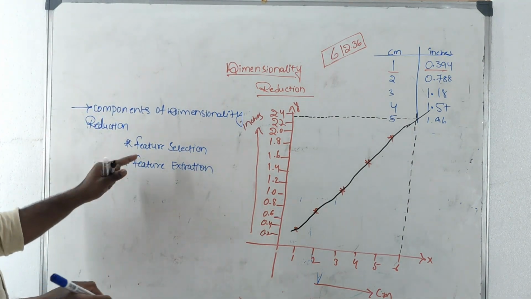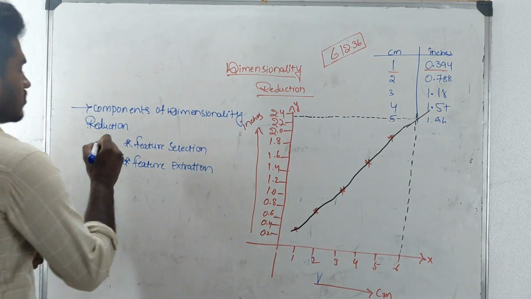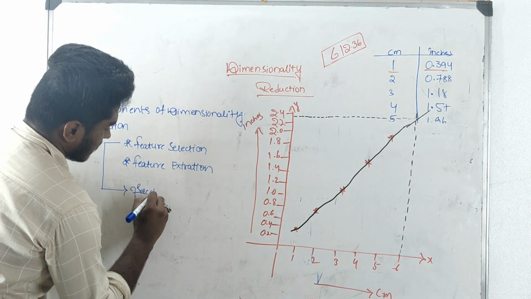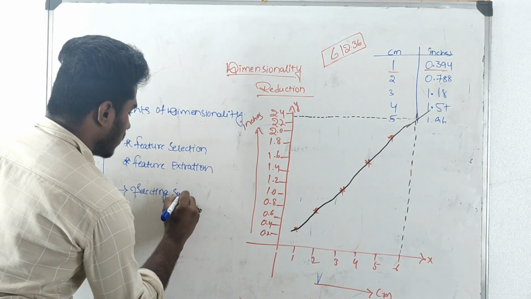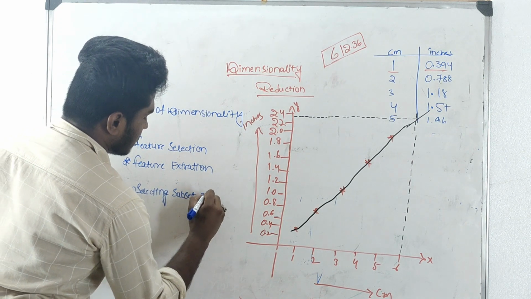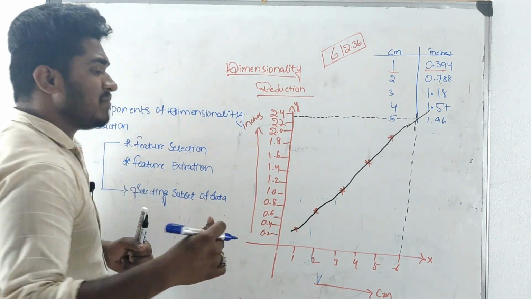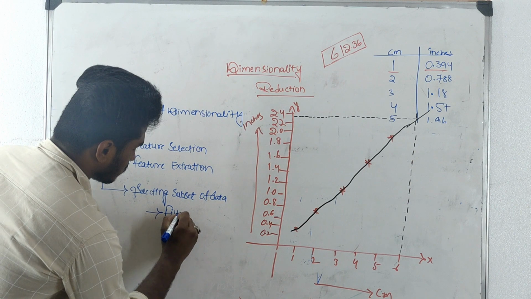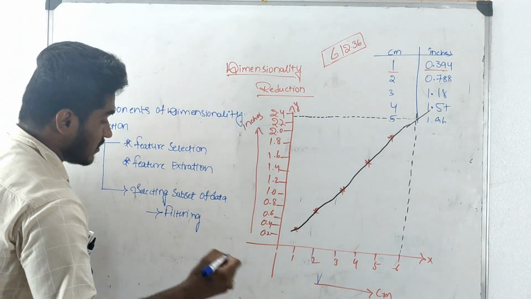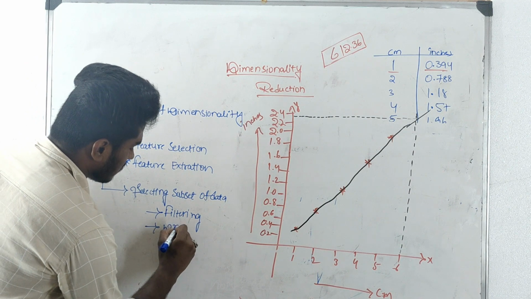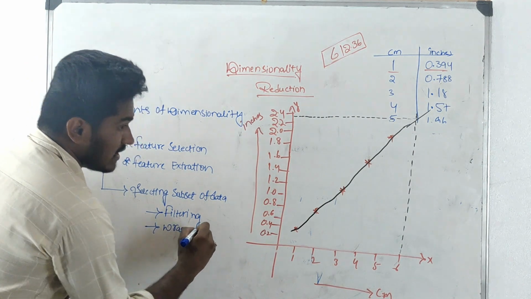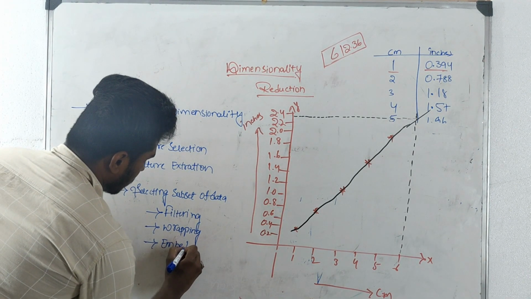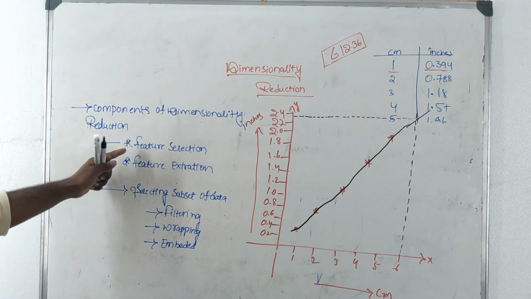As the name itself suggests, here we are going to select the data, right? So here we are going to select subsets of data. So this can be done in three ways. Those are filtering, wrapping, and then embedding, or embedded. So this is what feature selection is.